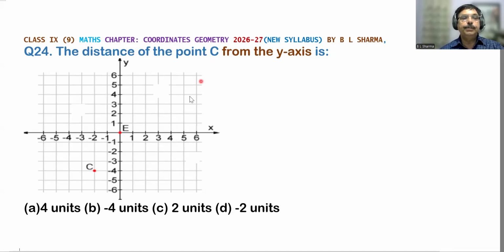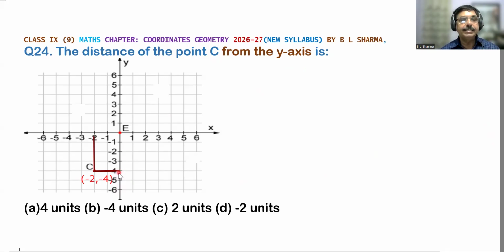The distance of the point C from the y-axis, this axis is the y-axis, will be 1, 2. First we can write its coordinates. What are the coordinates of point C? That is -2, -4. So look at the distance. As I told you earlier, distance is always positive, distance is never negative.